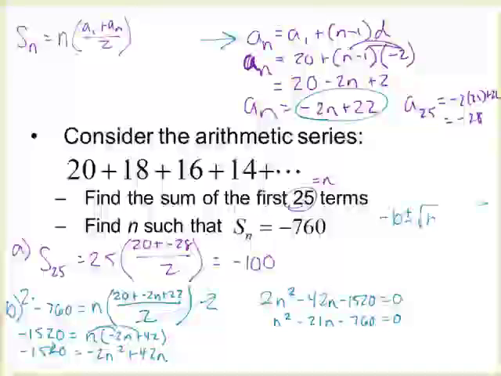And I don't care which way you do it, or if you do have a quadratic formula program on your calculator, you could put the values in there as well. This is 21 plus or minus square root of negative 21 squared minus 4 times 1 times negative 760, all over 2 times 1.